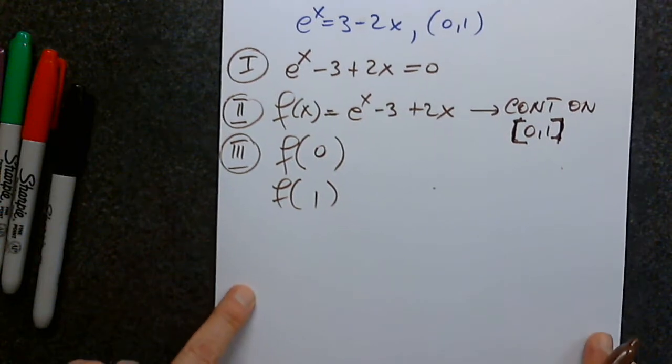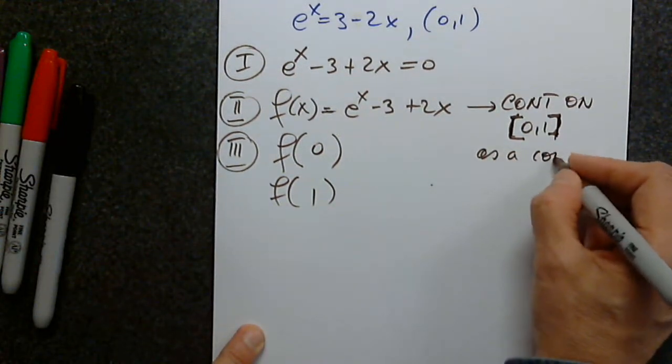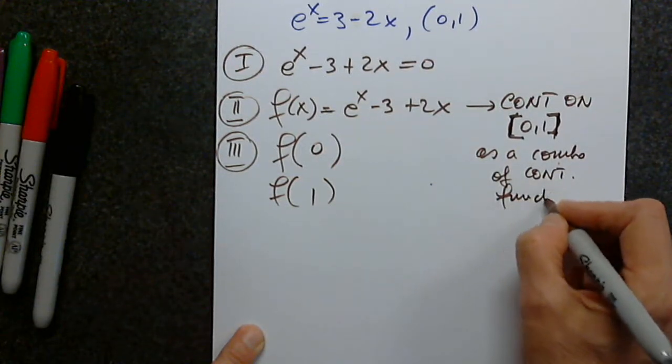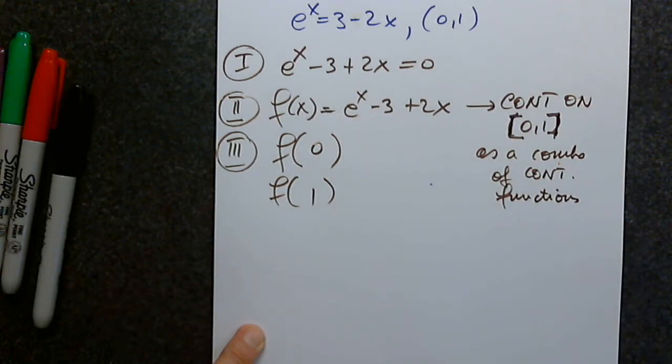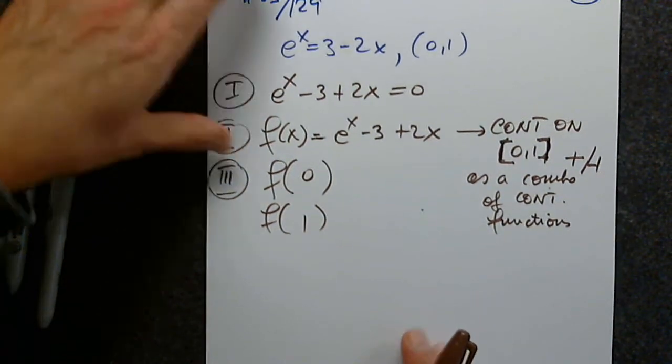And I will write for everyone to see, to remember, as a combo of continuous functions. Or if you don't like combo, you can add and subtract. A combination, any combination of continuous functions is continuous. Good. So how much is f of 0?